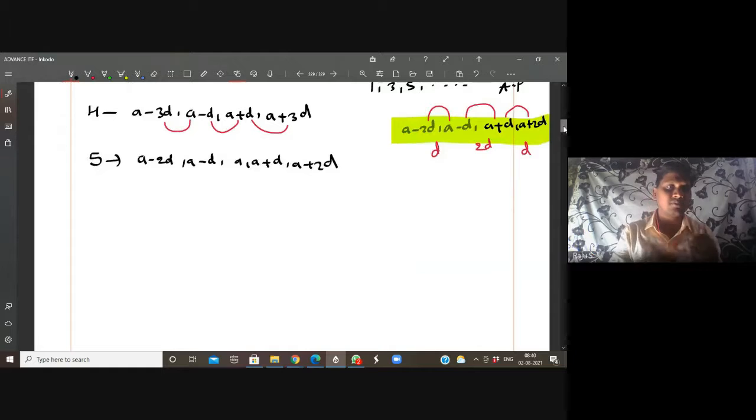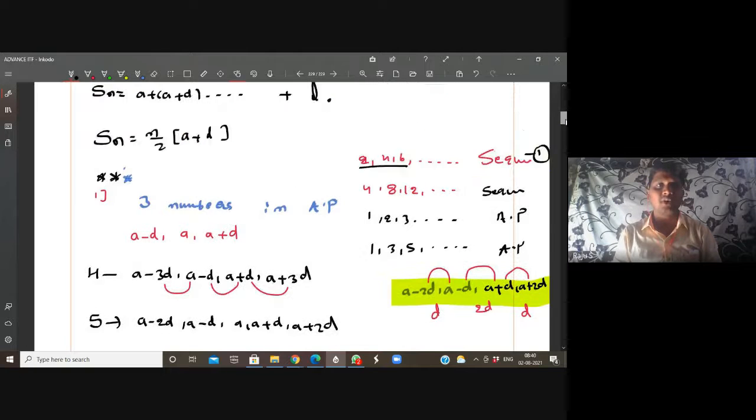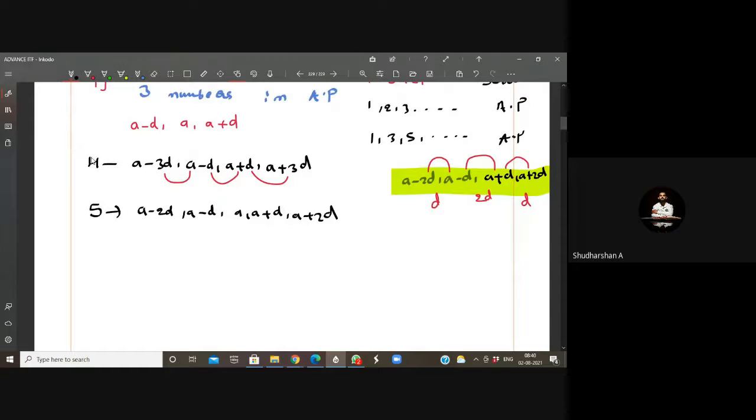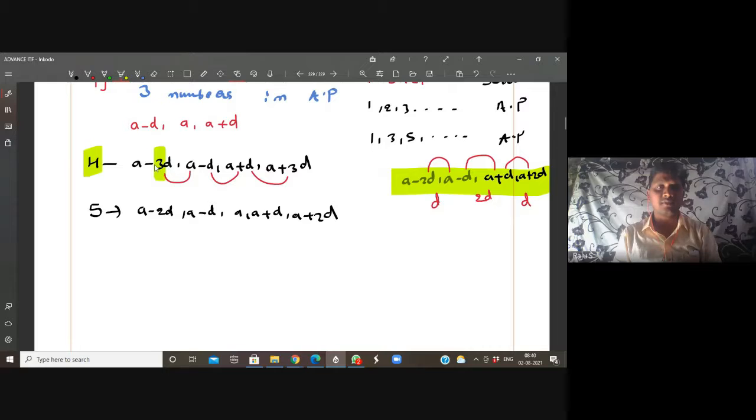Even if they mention six numbers, when you observe an even number of terms, they are A minus 5D, A minus 3D, A minus D, A plus D, A plus 3D, A plus 5D. For four terms, it becomes A minus 3D, A minus D, A plus D, starting with A minus 3D and ending with A plus 3D.